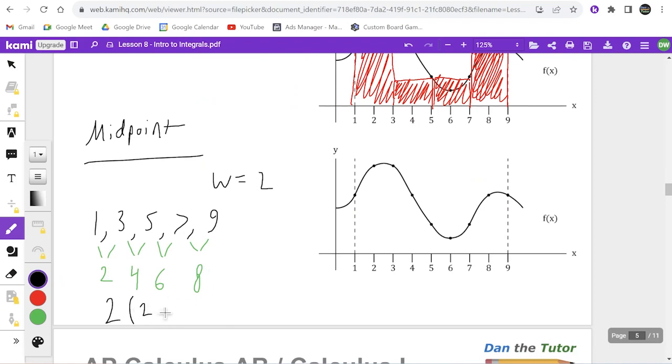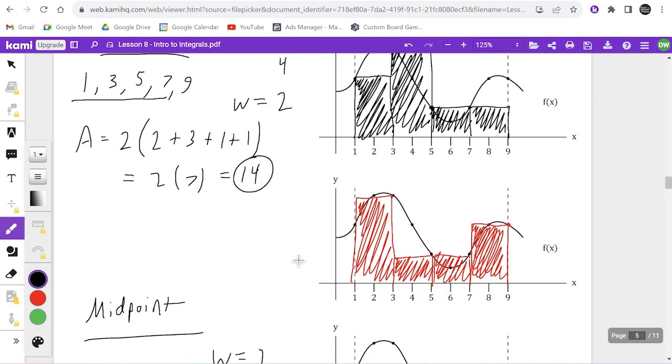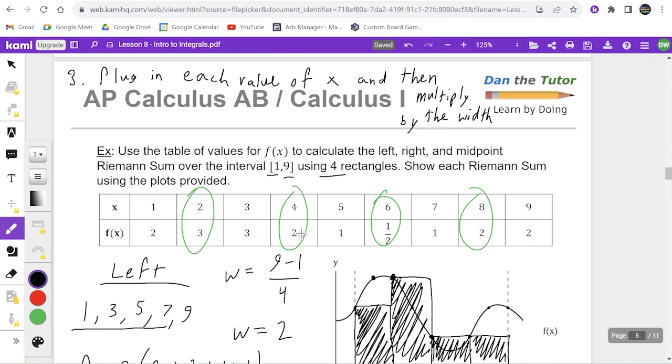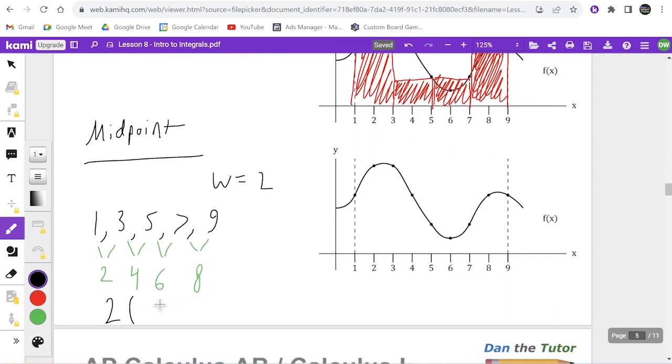So anyways, what I'm saying for the midpoint is it's going to be a width of 2 times, not 2 plus 4 plus 6 plus 8. I actually have to look at the y values. 3 plus 2 plus 1/2 plus 2. If I distribute the 2 everywhere, it's going to be 6 plus 4 plus 1 plus 2 because I distributed the 2. And then adding these all up, I'm going to get 10, 11, 13. And 13 is the area for my midpoint.